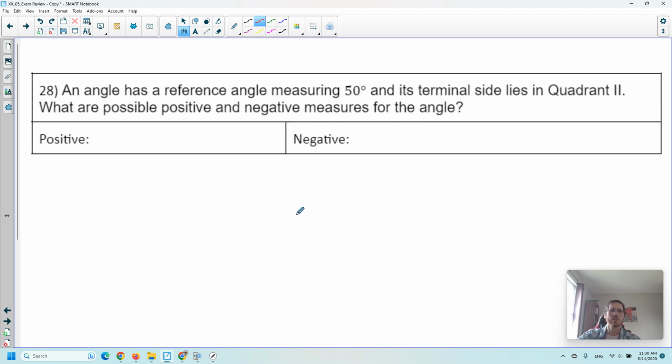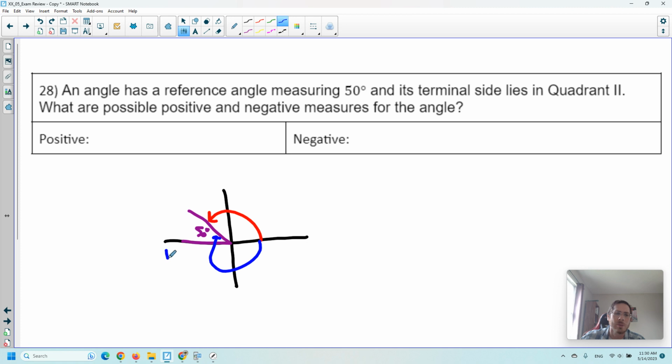For 28, an angle has a reference angle measuring 50 degrees and its terminal side lies in quadrant 2. What are the positive and negative angle measures for this angle? If it's 50 degrees, we have to remember that when we do reference angles, we always use the x-axis. So we know that is 50 degrees. I think with this one it's going to be easier to go forwards. Maybe. Forwards uses a little extra math, so maybe backwards is a little easier.